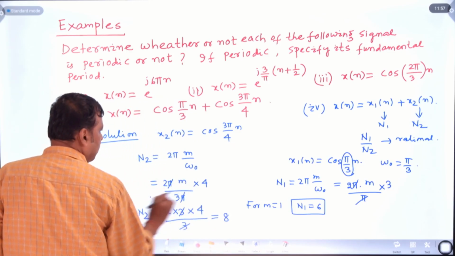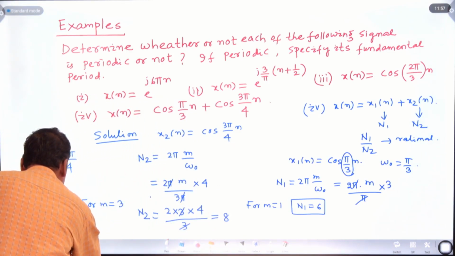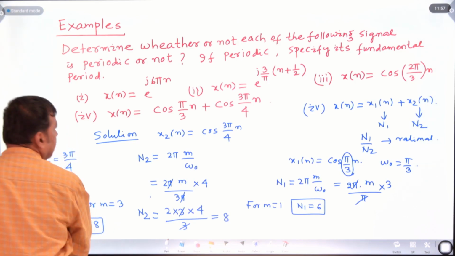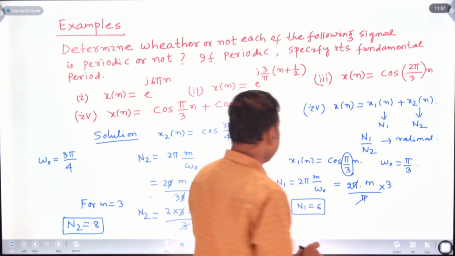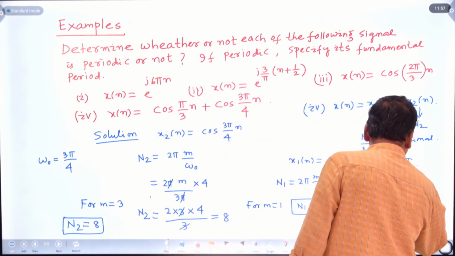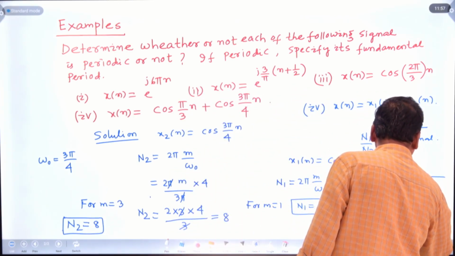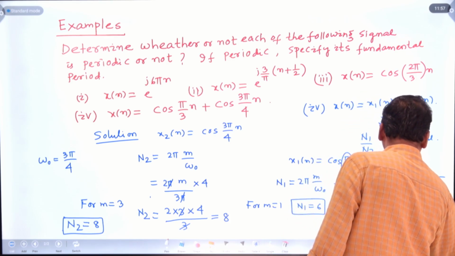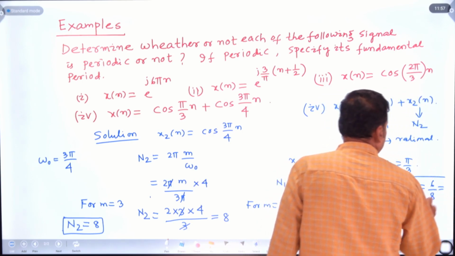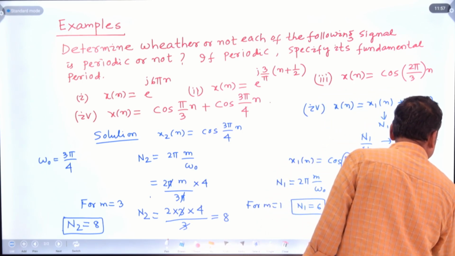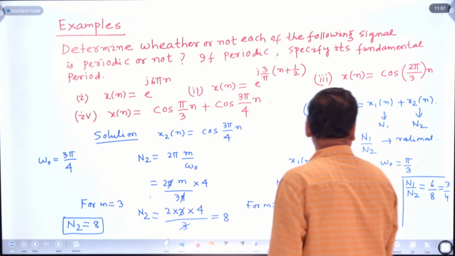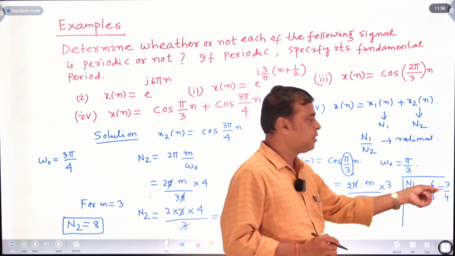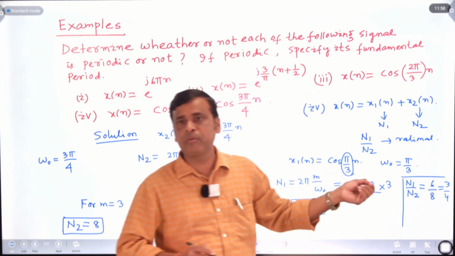So first n1 equal to 6 and here n2 equal to 8. Then calculate n1 by n2. So n1 by n2 is how much? n1 equal to 6, so 6 by 8. 6 by 8 is nothing but, 2 threes are 6, 2 fours are 8, so 3 by 4. So n1 by n2 is 3 by 4, a ratio between two integers. It is a rational number.